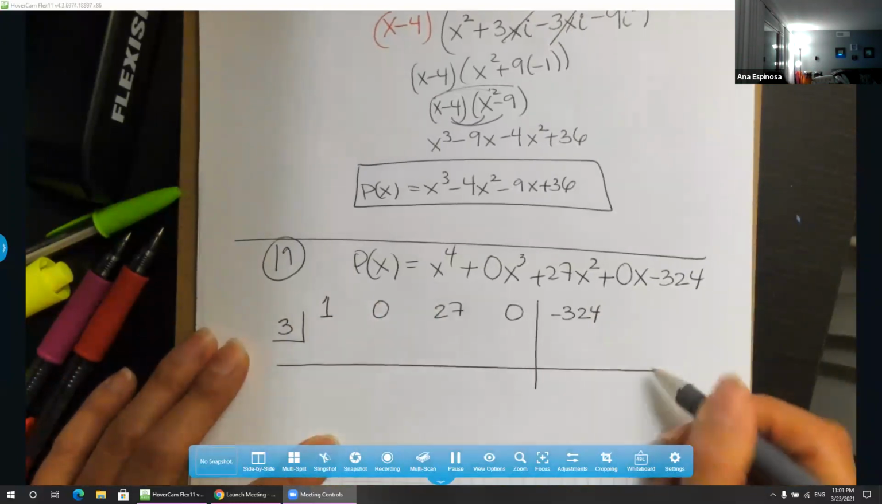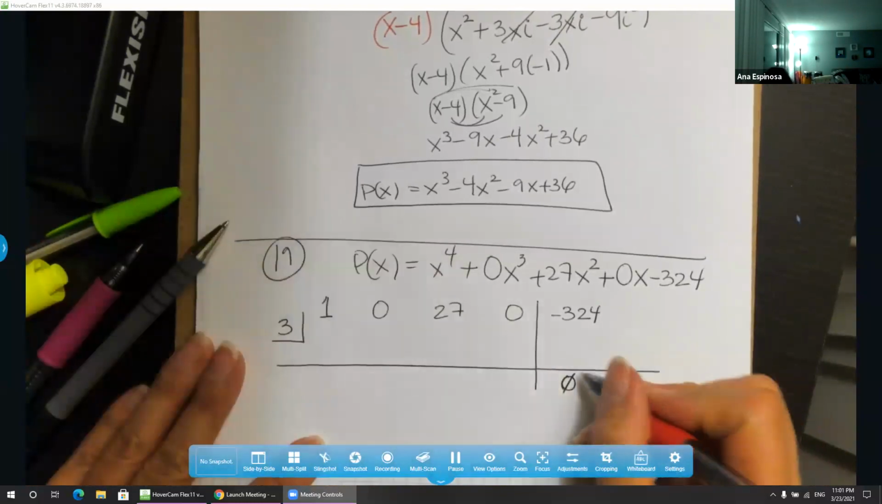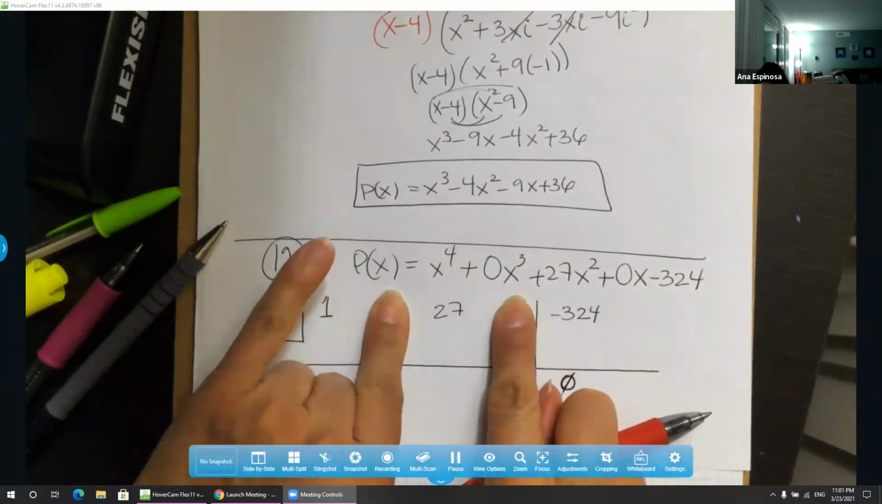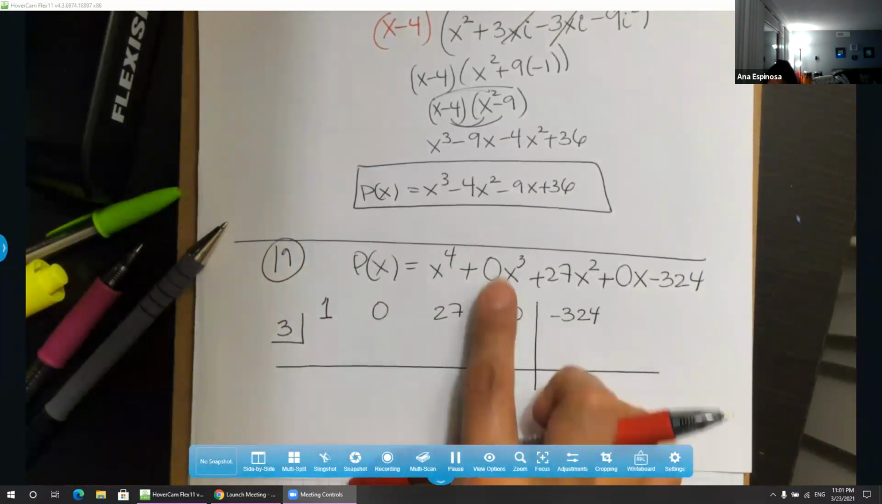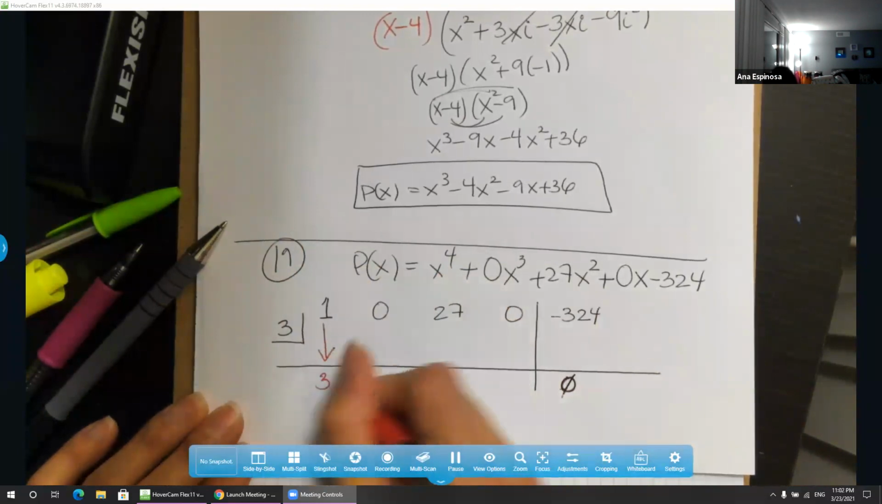And if they tell you that these are zeros, it means that this has to be a 0. If I don't end up with the 0, I've made a mistake. Some students forget these, and then they just do 1, the 27, and this one, and they don't get a 0. That means you were missing some placeholders. So bring this down. 3.